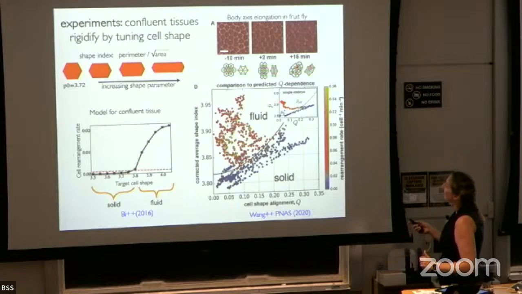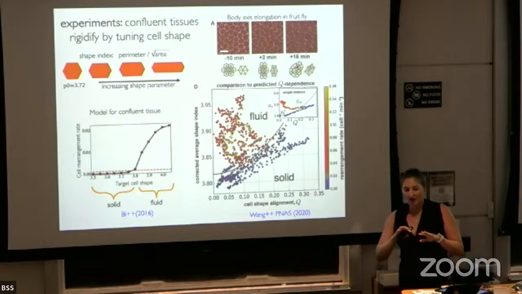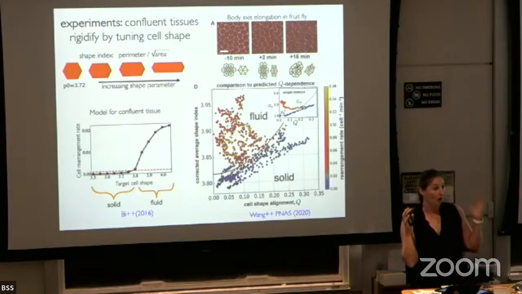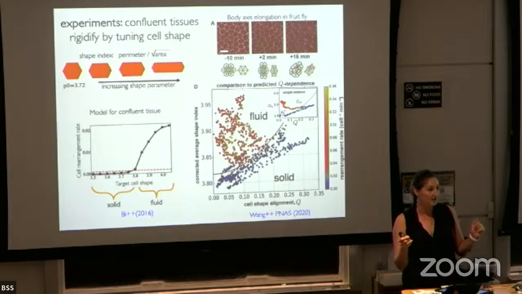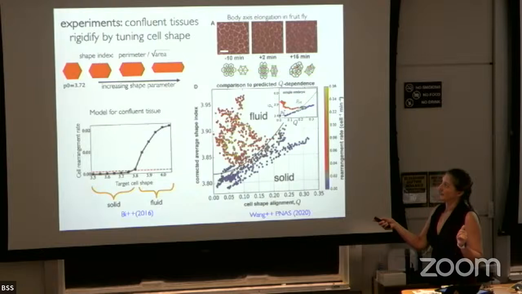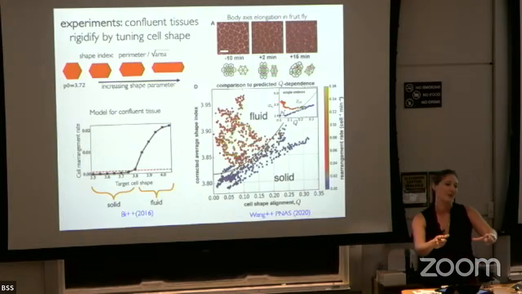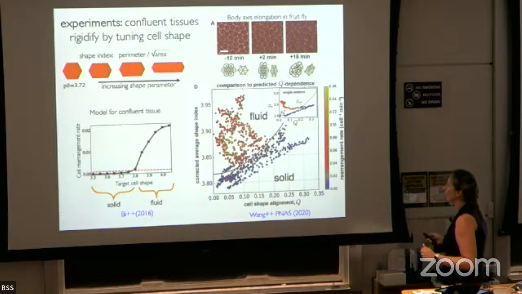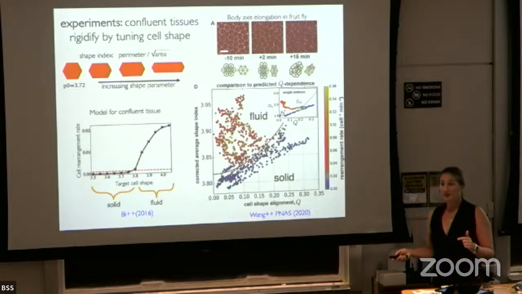And so what we've done now is, because fruit flies are awesome, we can look at convergent extension and we can extract all of the shapes of all of the cells, and we can compute their shape index, which is just the observed perimeter to square root of area for each one of the cells in the embryo. Well, not in the entire embryo, we're looking at a patch in the embryo, which is undergoing convergent extension. And then we can also quantify basically the cell shape alignment Q. And oh yeah.